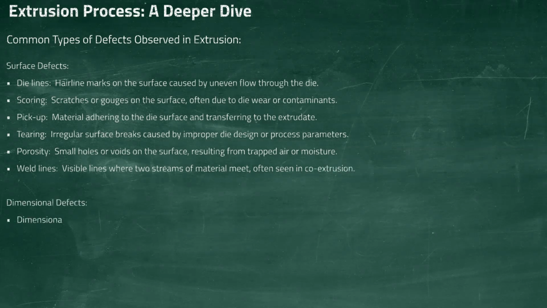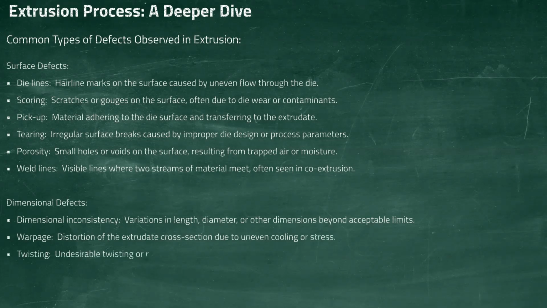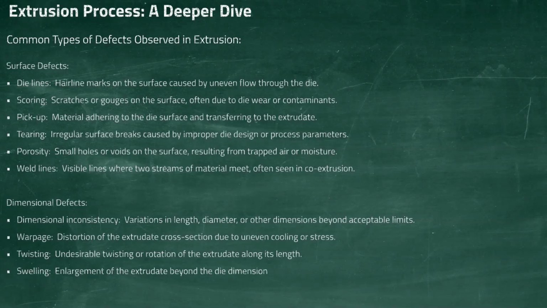Dimensional defects. Dimensional inconsistency: variations in length, diameter, or other dimensions beyond acceptable limits. Warpage: distortion of the extrudate cross-section due to uneven cooling or stress. Twisting: undesirable twisting or rotation of the extrudate along its length. Swelling: enlargement of the extrudate beyond the die dimensions due to material properties or process issues.